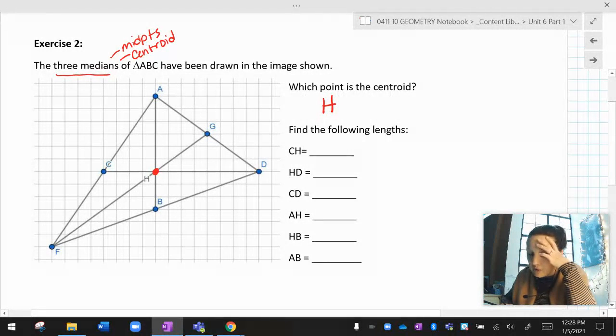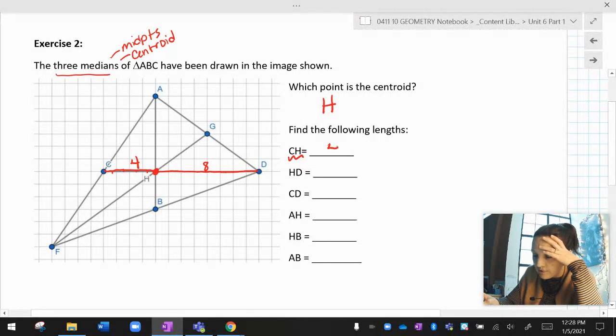Then it says find the following lengths. Oh, I can do that. So CH, let's see, CH is right here. 1, 2, 3, 4. That's 4 units long. HD goes here, count it, that's 8 units long. CD, well, CD would be 4 plus 8, so that's 12. AH, coming down this way, 1, 2, 3, 4, 5, 6. HB, that's 3. And A all the way down to B would be 9.